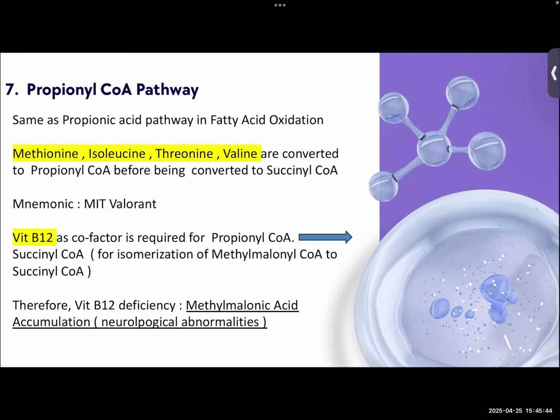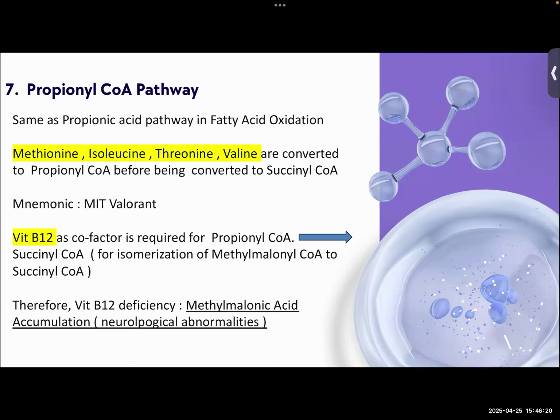Again, you need vitamin B12 as a cofactor. Because how this works is that methionine, isoleucine, threonine, and valine, which are the 4 amino acids, are converted into propionyl CoA, and then they go through a long series of reactions to form succinyl CoA. So vitamin B12 is the cofactor required for the reaction by which propionyl CoA becomes succinyl CoA. To be very specific, it's for the isomerization of methylmalonyl coenzyme A to succinyl coenzyme A.